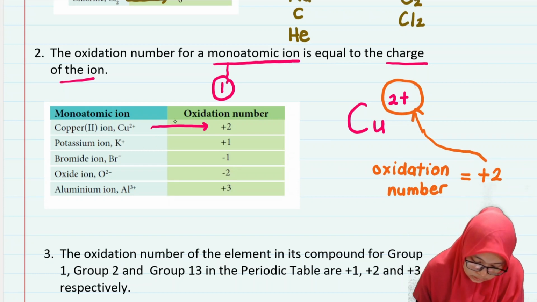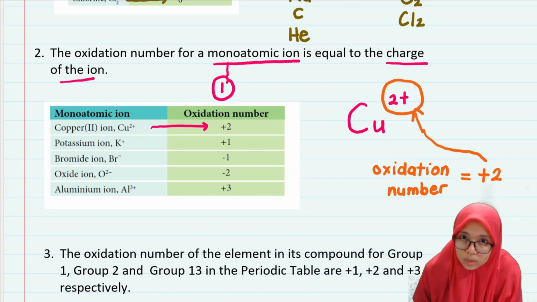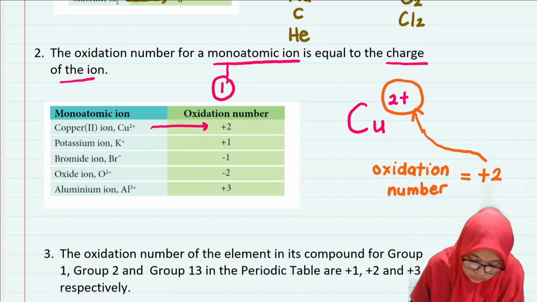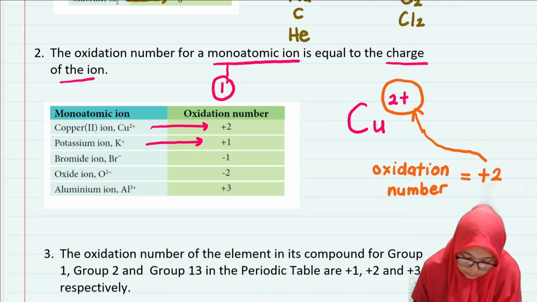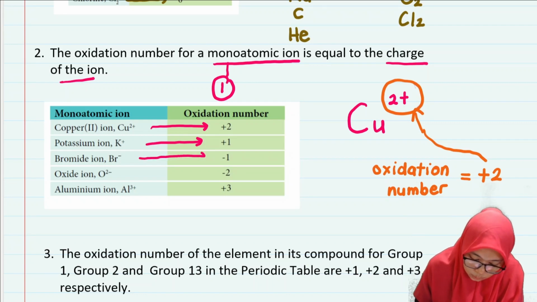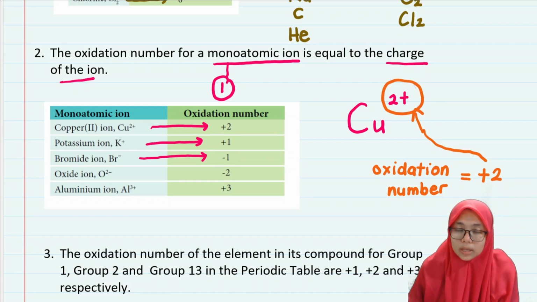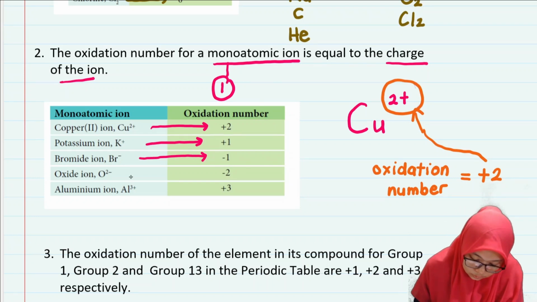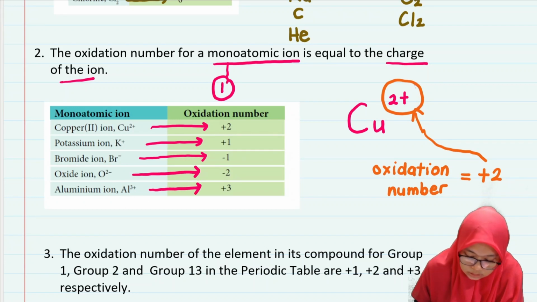Same as potassium here, as you can see, potassium K+ has 1 positive charge. So the oxidation number will become positive 1. Bromide ion has a negative charge, so you have negative 1 as its oxidation number. And then you have oxide ion, 2 negative. So the oxidation number is negative 2. And aluminium ion, 3 plus. So the oxidation number is plus 3.